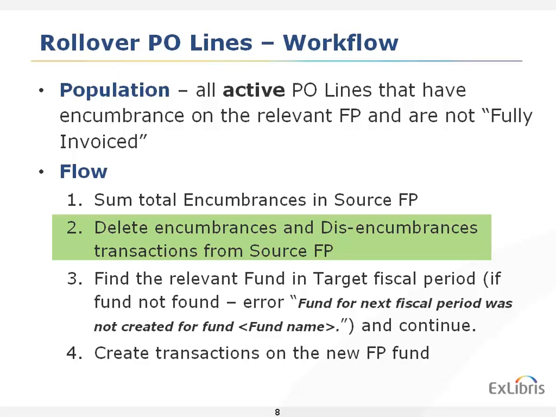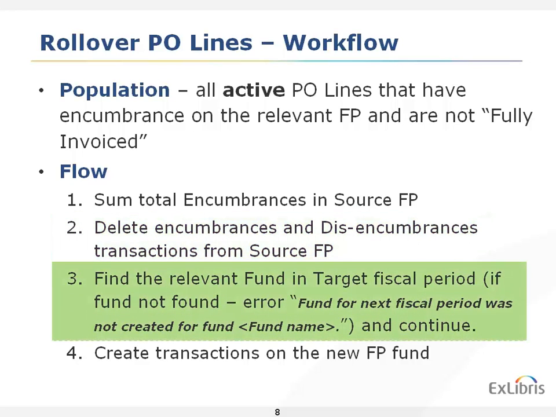The next step is that Alma deletes the encumbrance and disencumbrance transactions from the source fiscal period. It finds the relevant fund in the target fiscal period. The relevant fund is found by the fund code. So if the fund is not found, maybe the rollover ledger did not roll it, or maybe it's an old one and you want to replace it with a new one, and that's why Alma does not find it. It will issue an error to the report: Fund for next fiscal period was not created for fund and the fund name, and it will continue to the next PO line.